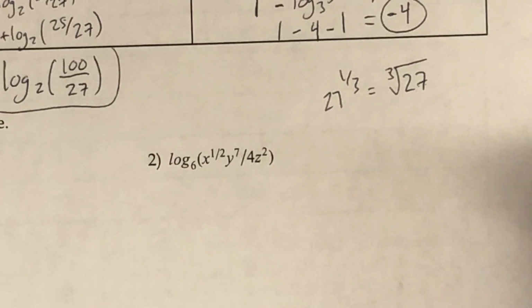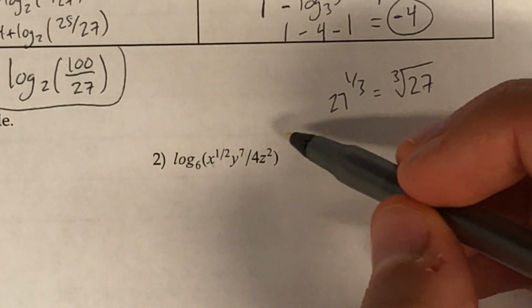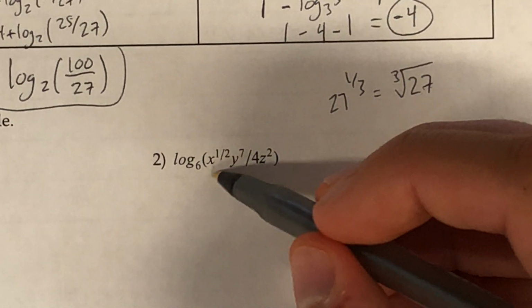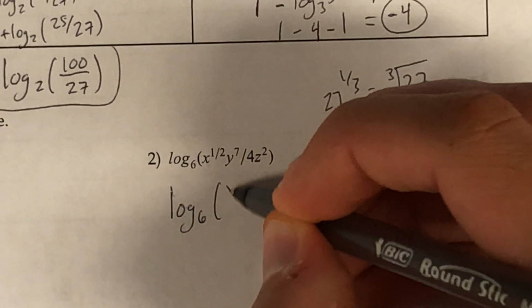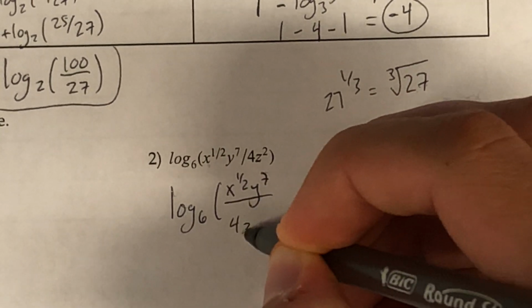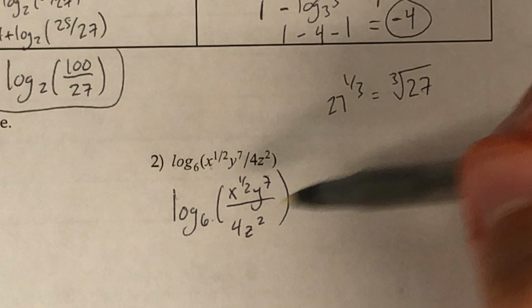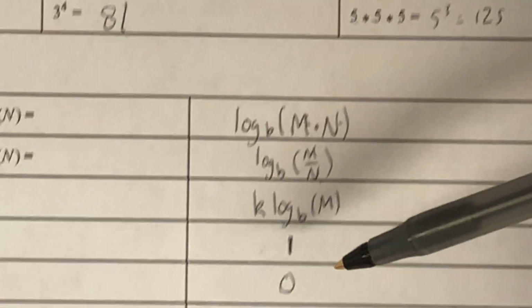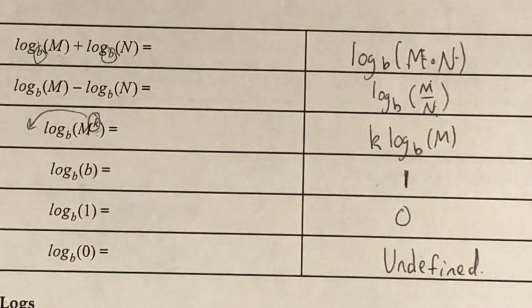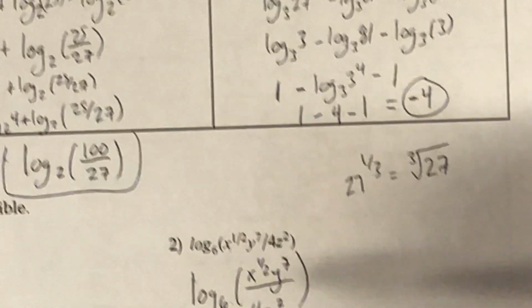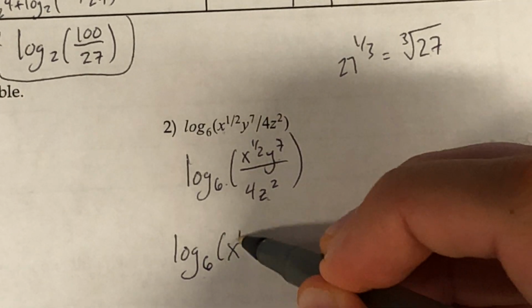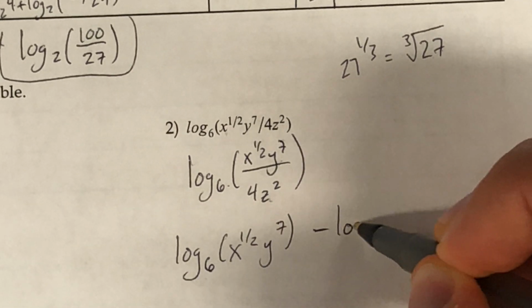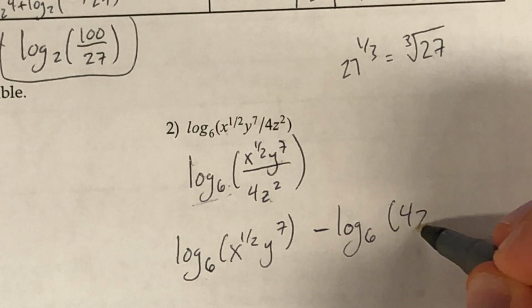Okay, next here, log base 6 of x to the 1/2, y to the 7th, over 4z to the 9th. So we could think about this as all over 4z, or sorry, squared. Let me rewrite this here just so it looks a little cleaner. So log base 6. So when we're dividing anything, remember division is the same as subtraction between logs. So let's just separate it along with division. So that would give us log base 6 of x to the 1/2 y to the 7th minus log base 6. So keep the same log base of 4z squared.